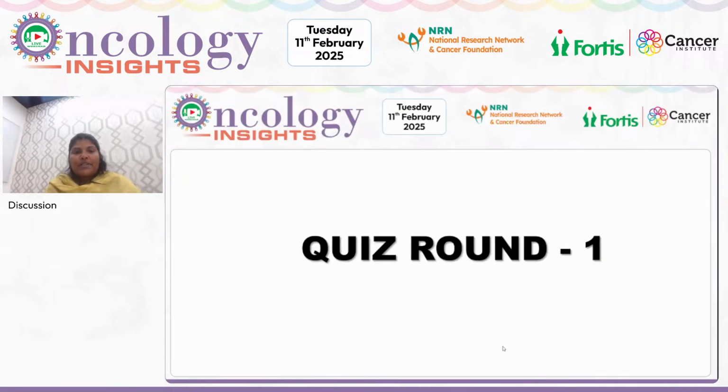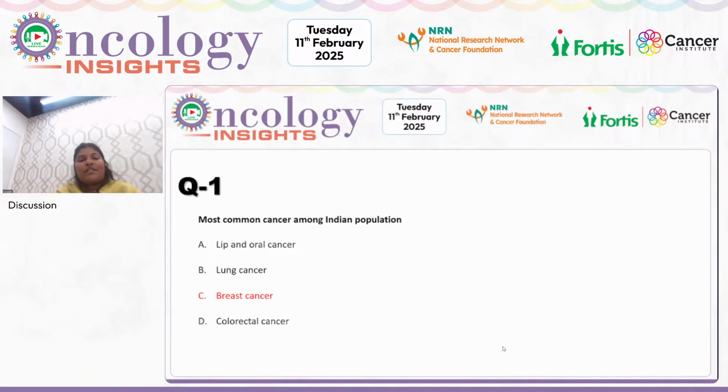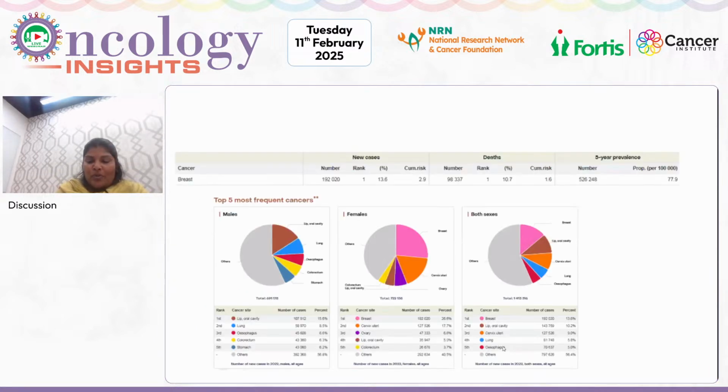So, quiz number 1, round 1 answers. What is the most common cancer among the Indian population? The most common cancer among the Indian population in both sexes is breast cancer, which ranks first with a number of cases of 13.6 and a prevalence rate of 77.9 per 1 lakh population.